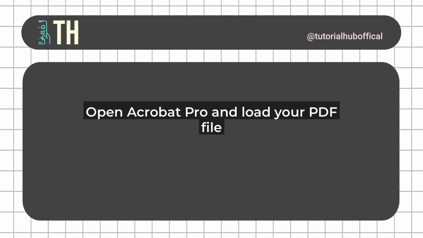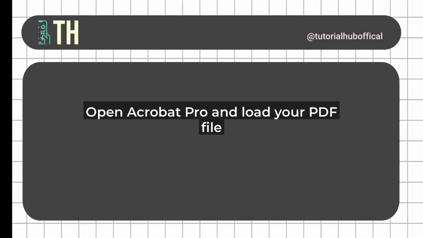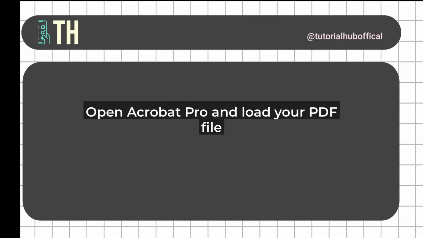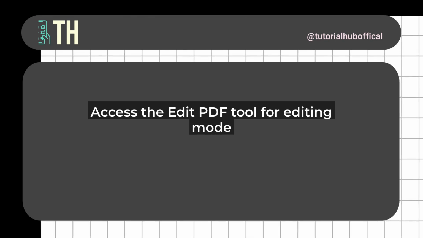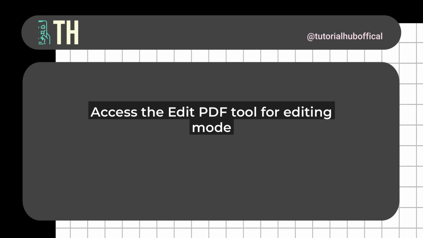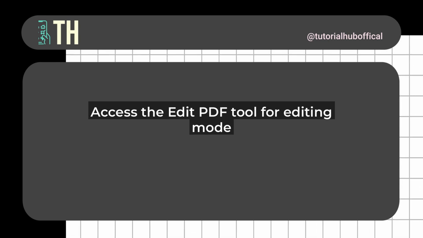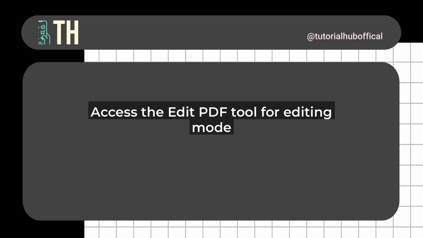First, ensure you have Adobe Acrobat Pro 2025 installed. Open the program and load your PDF by going to File, Open. This sets the stage for seamless editing. Now, locate the Edit PDF tool in the main toolbar or Tools panel. It's usually on the right side. Click it to enter editing mode, where your PDF becomes interactive.